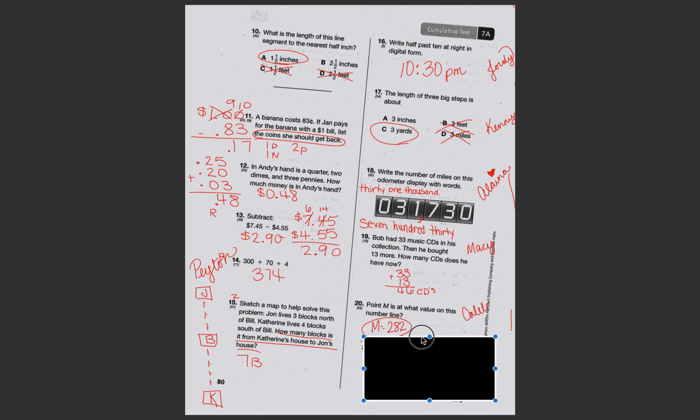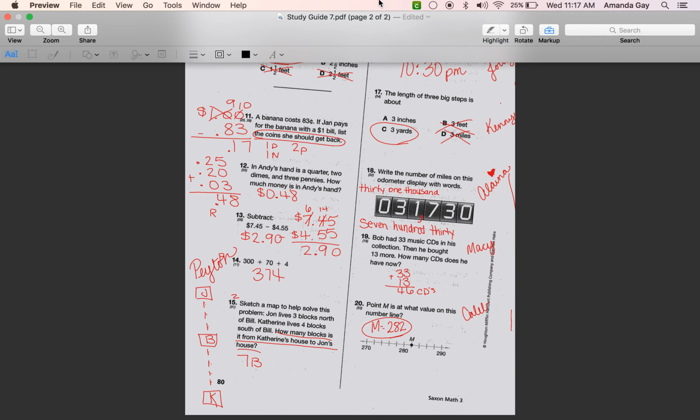Point M is what on this number line? You have to know what they're counting by. And you only know that by trial and error. 280 to 290. I know there's going to be 10 in between here. I definitely don't see 10 lines. So let's start with twos. 282, 4, 6, 8, 290. It is counting by twos, so M is 282.